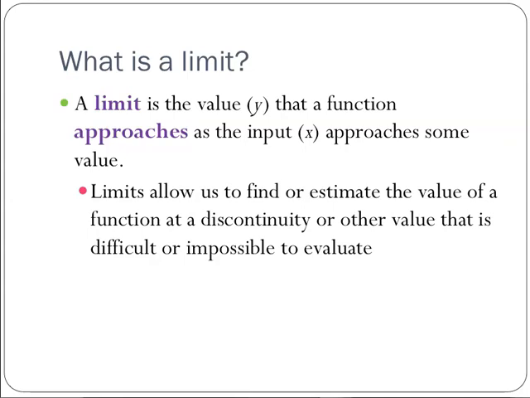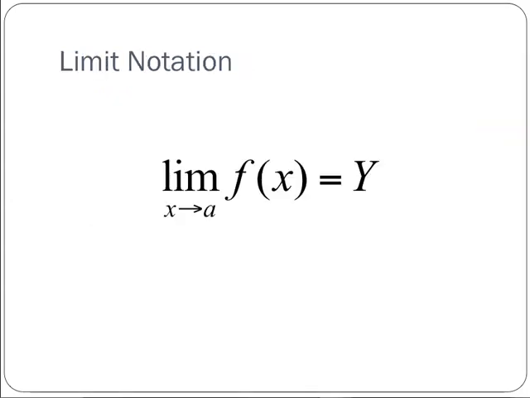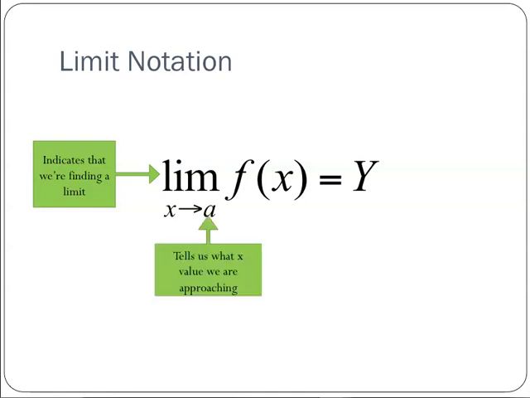Now, here's some stuff about limit notation. This is typically how you'll see the notation. On the left, the LIM indicates that we're finding a limit. On the bottom, the x with the arrow to the a tells us what x value we are approaching. So we would read this first part as the limit as x approaches a. And then f of x is whichever function you're using.